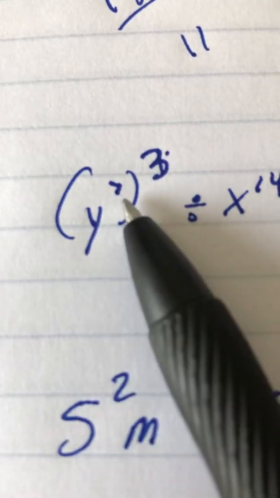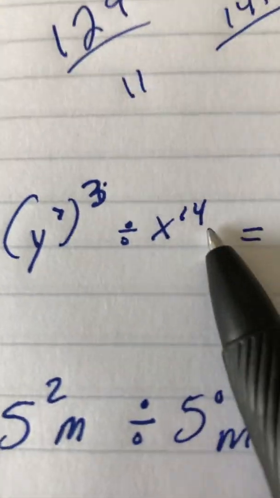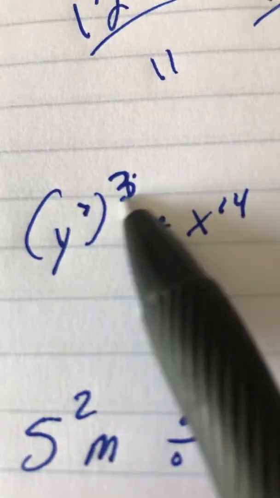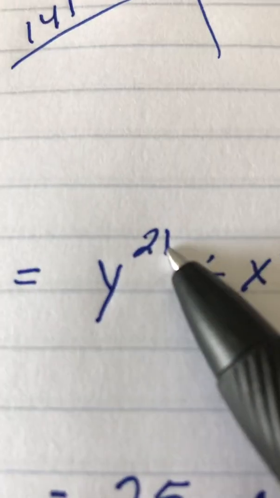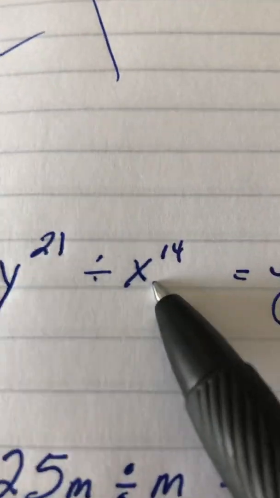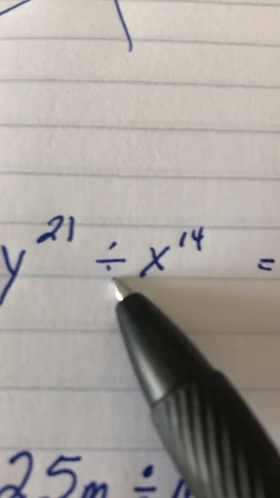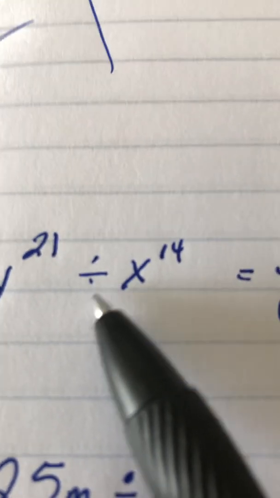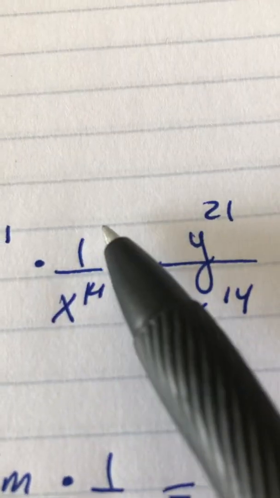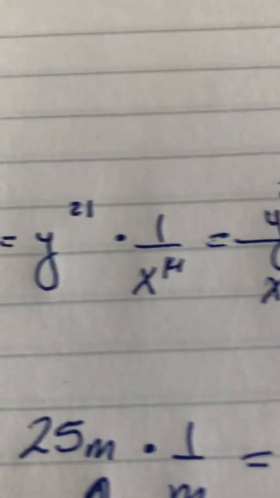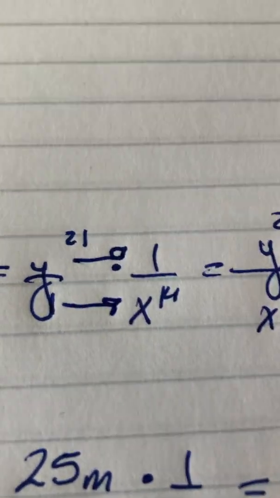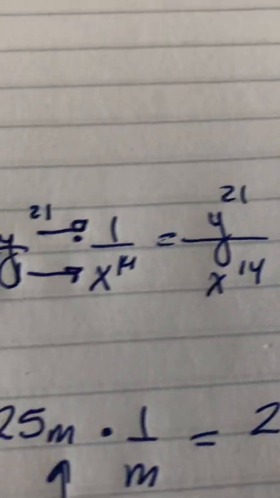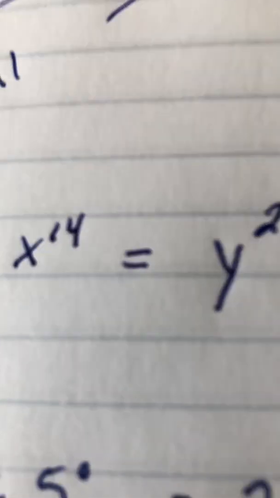You have y to the 7th raised to the 3rd divided by x to the 14th. Well, you can multiply these two exponents because you're raising an exponent to an exponent, so it becomes y to the 21st divided by x to the 14th. Remember that division is multiplication by the reciprocal, so it's multiplication by 1 over x to the 14th, and we just put them together, basically multiplying straight across, and you put that over 1 and multiply straight across. So you have y to the 21st over x to the 14th.